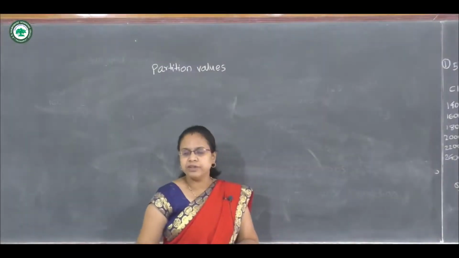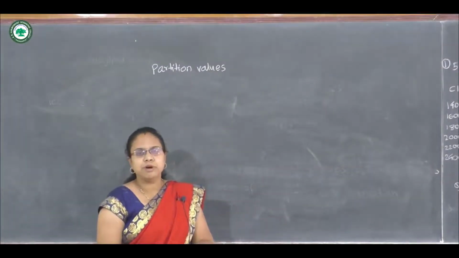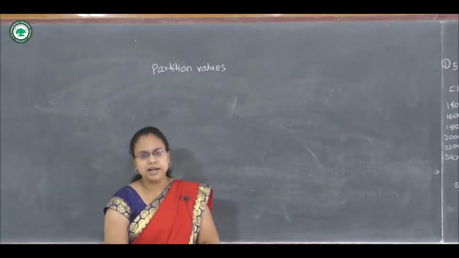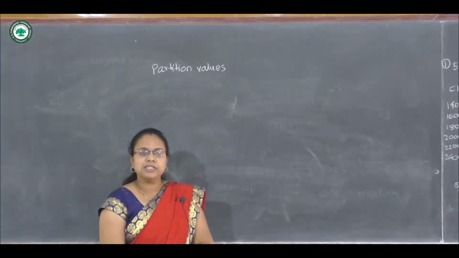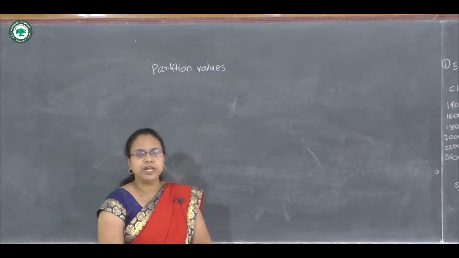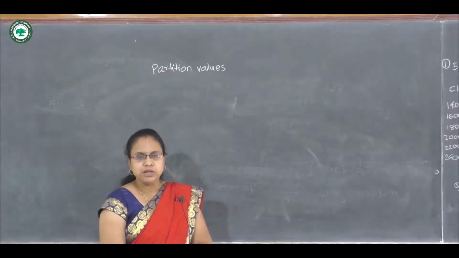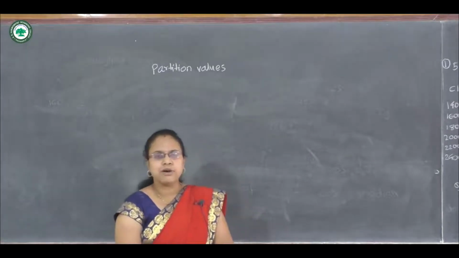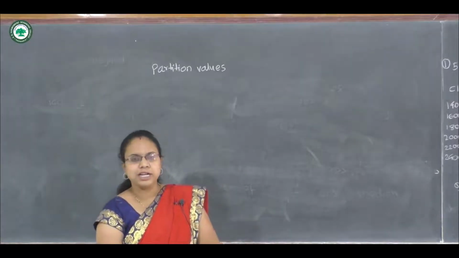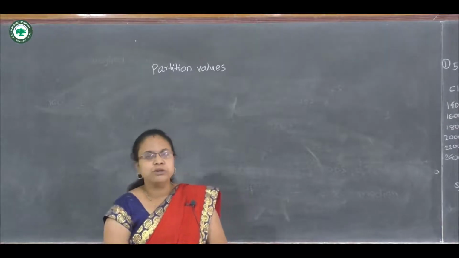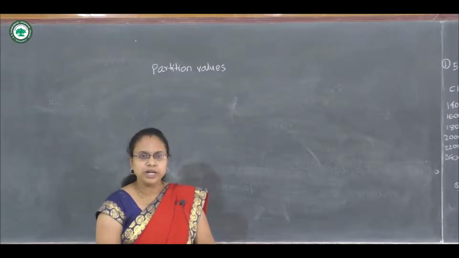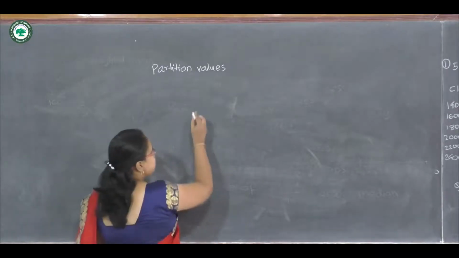If we have the data in the form of a continuous variable, meaning there are classes and frequencies, then the question is how to calculate these partition values. We can see that the partition values have the same formula as that of the median. In the continuous type data variable, we calculate the median with this formula.